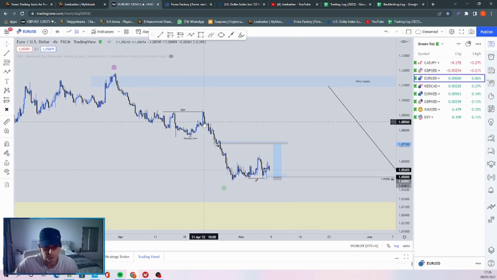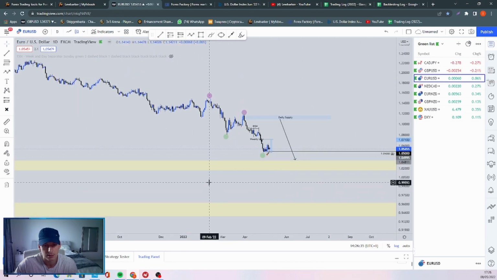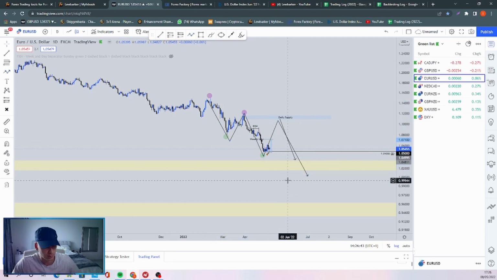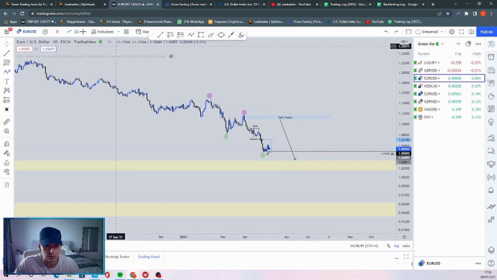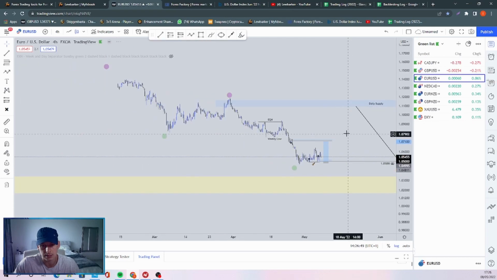we had this daily supply, which I would like to see it come up to, to be honest. It makes a lot of sense to carry on this price action, right? But it doesn't always do what you want it to do, right? So if I go down to the 4-hour, what can I see?